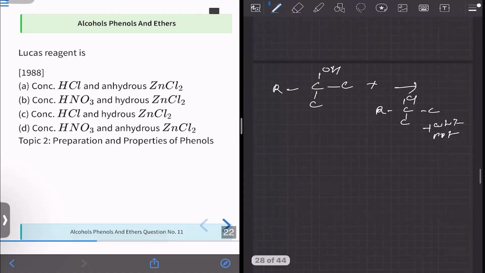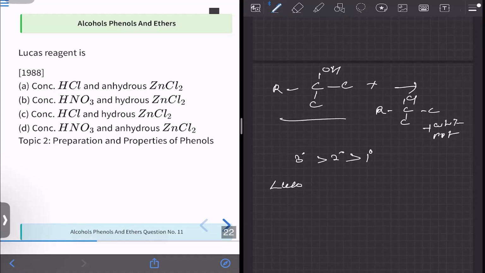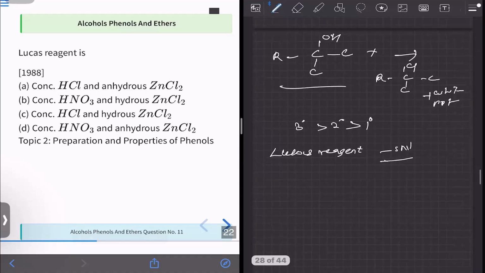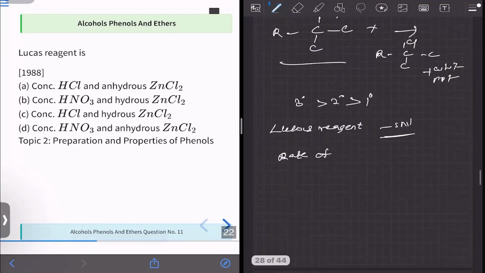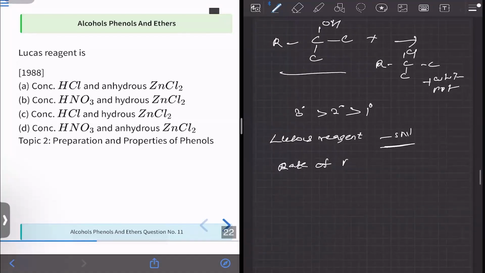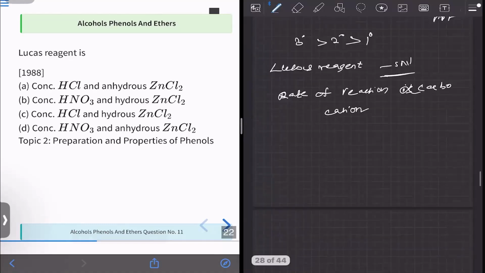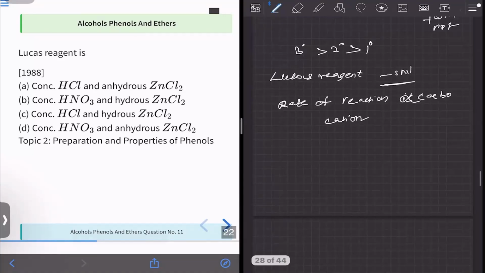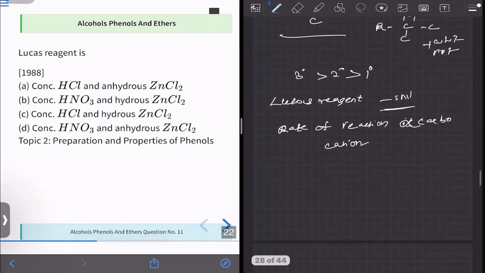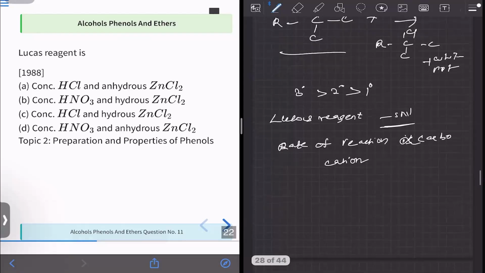See, tertiary carbocation is more stable than secondary carbocation, which is more stable than primary carbocation. Lucas reagent undergoes SN1 reaction, so the rate of reaction depends on the intermediate compound. What is the intermediate compound in SN1 reaction? It is the carbocation, and the rate is directly proportional to the carbocation stability. So whenever a tertiary carbocation is present, it reacts faster with Lucas reagent than primary.